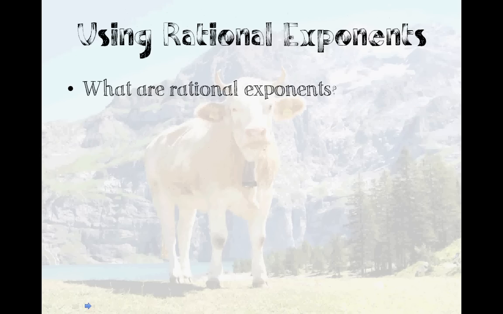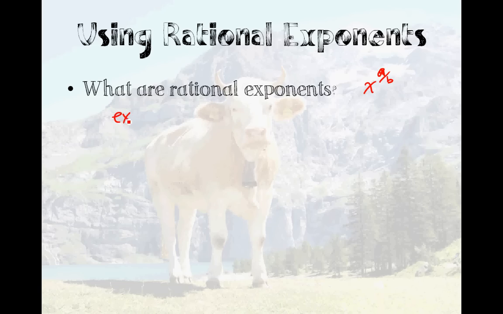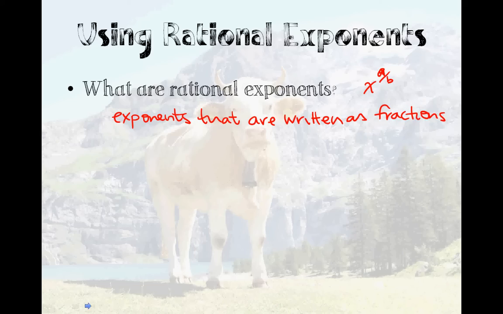Okay, so the first question, I kind of addressed this already, is what are rational exponents? And I said it was like if you had a fraction with an integer that's an a over b. Here's the actual definition: rational exponents are exponents that are written as fractions. So you can go ahead and put that as part of your notes.